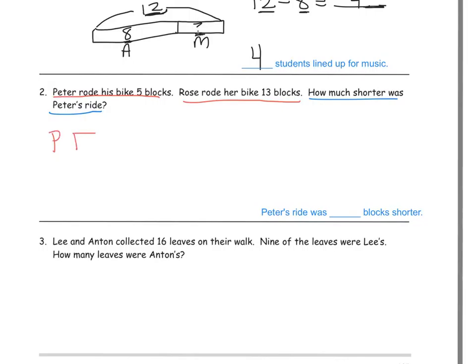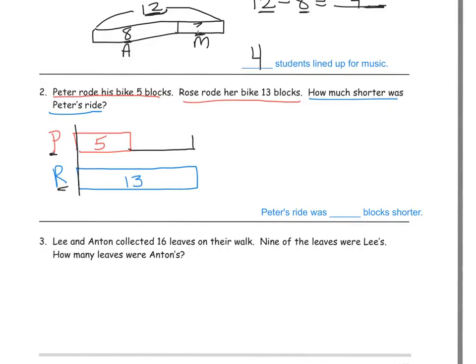And Peter, I know, rode 5 blocks. Rose rode 13 blocks. And I'm trying to match up my tapes there, so they all have the same starting point. So now I've got to figure out how much shorter it was, meaning how many more blocks does Peter need to go to equal Rose? Well, he's already gone 5. He needs to go that many to get to Rose, who is at 13 blocks.